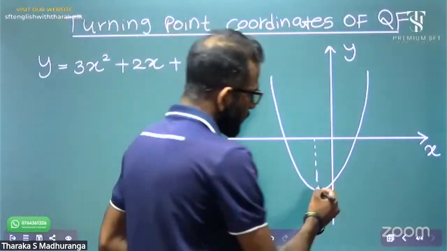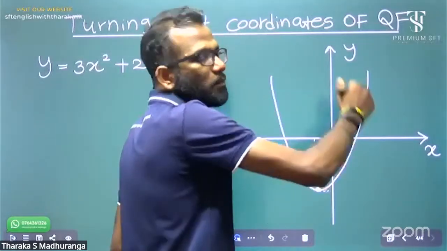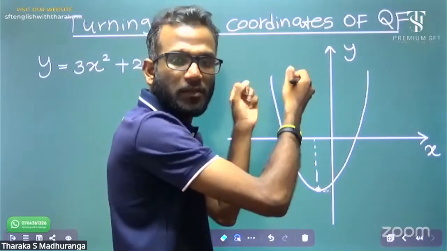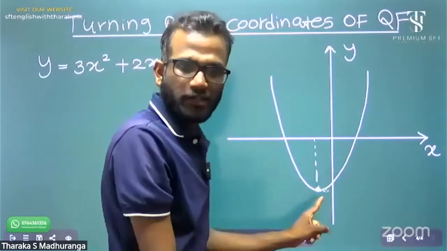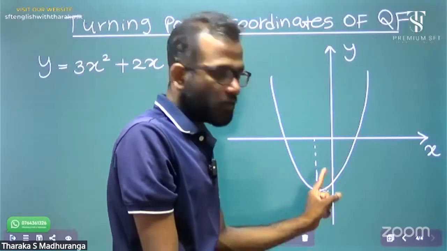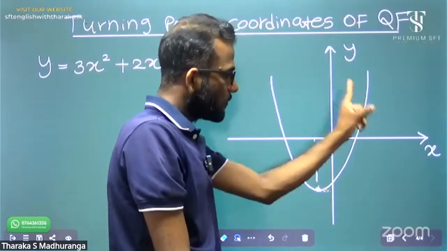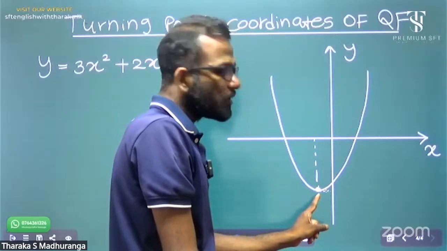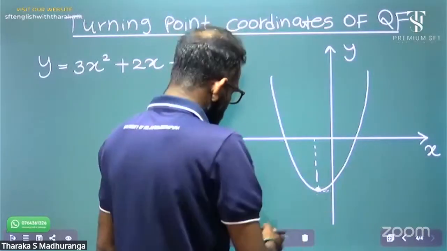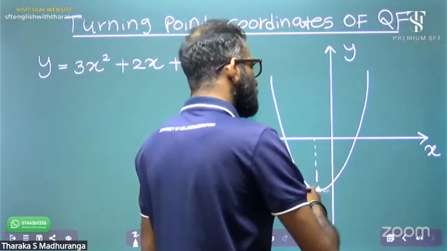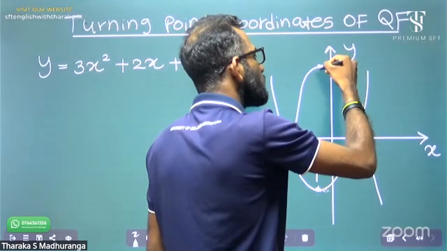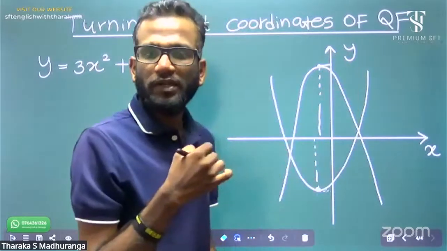I want to calculate the minimum point or turning point coordinates. If it is a minimum quadratic function, the minimum point is the turning point. If you have a maximum quadratic function, the turning point is the maximum point.